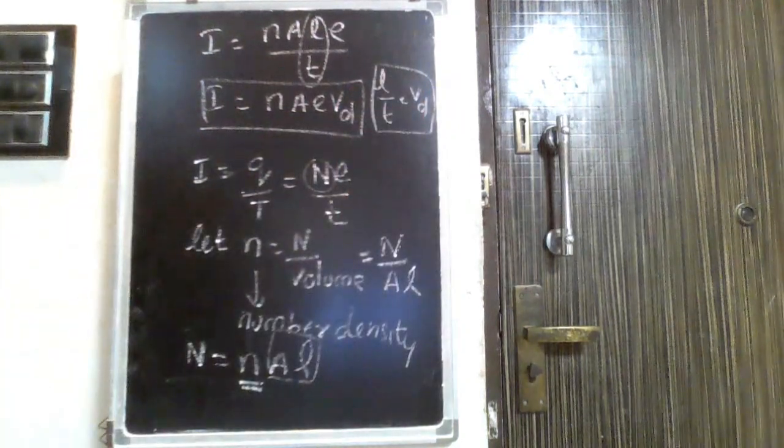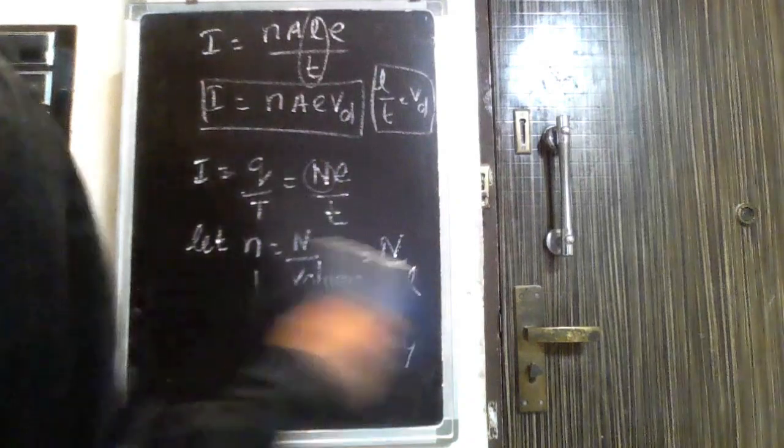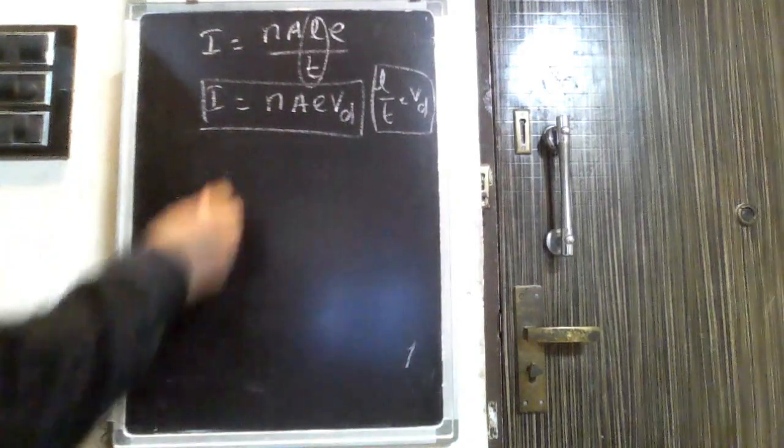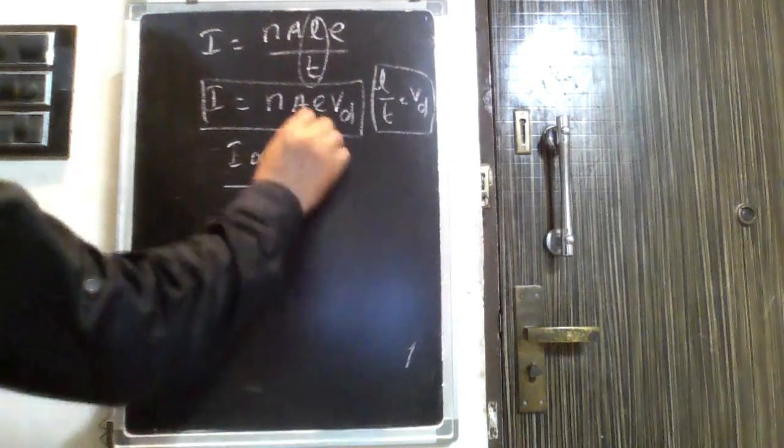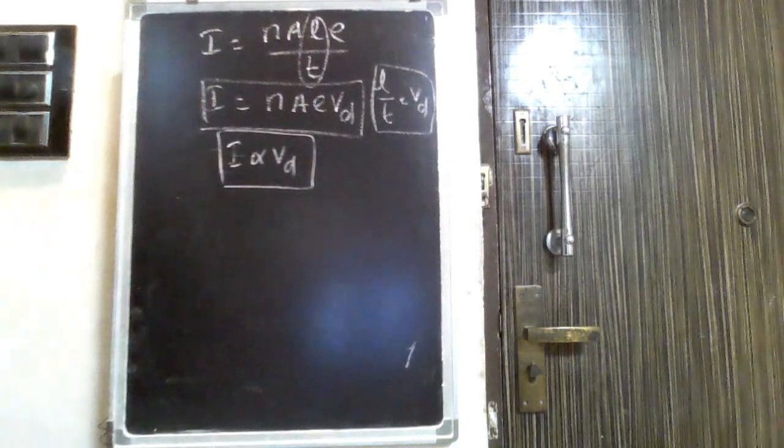So current is always going to be I = nAeVd. This is a very important relation. What we're getting now is that current and drift speed are proportional. So I is proportional to Vd. A very important piece of information: the more the current, the more will be your drift speed.